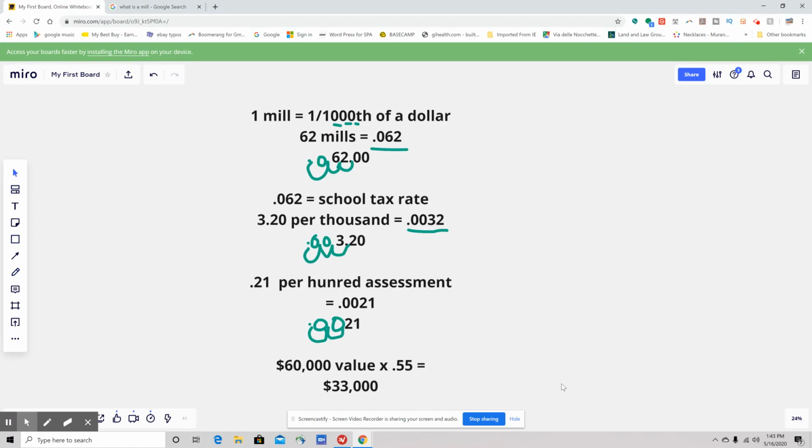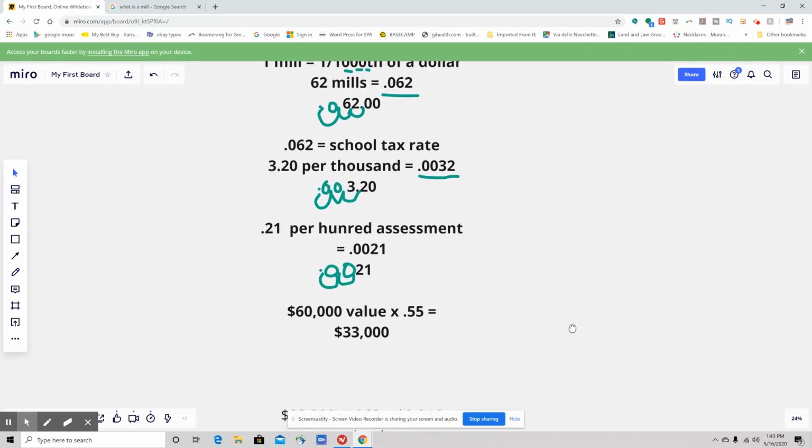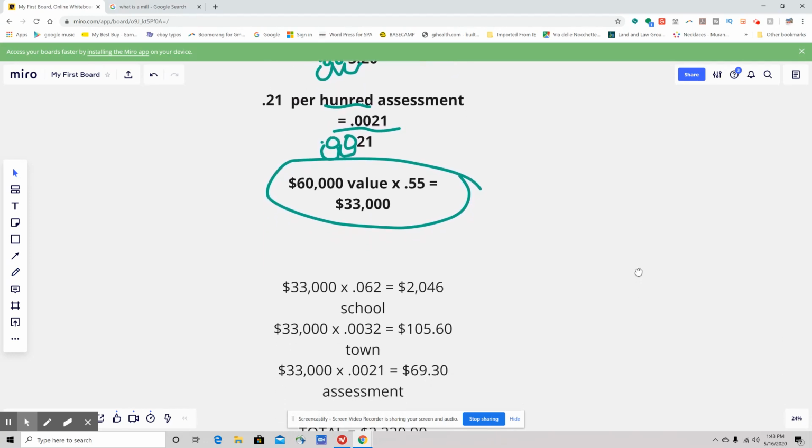Then we have the 21 cents per 100 assessment. We have two zeros in 100. So we move the decimal point over one to make it 0.021, and then one more to make it 0.0021. What we did was find the actual numerical value for the tax rates to apply to the assessed value of the property.